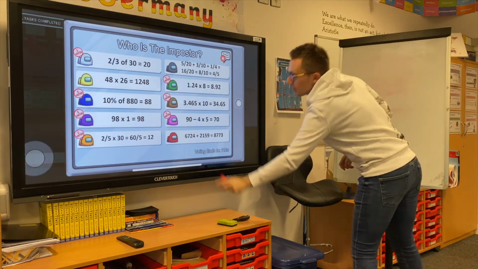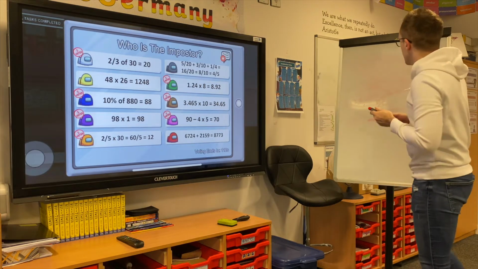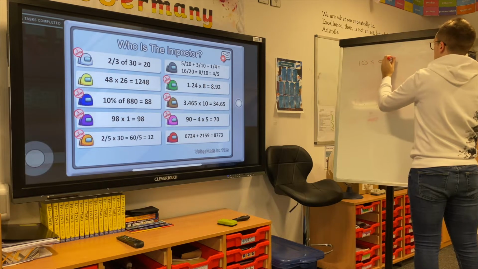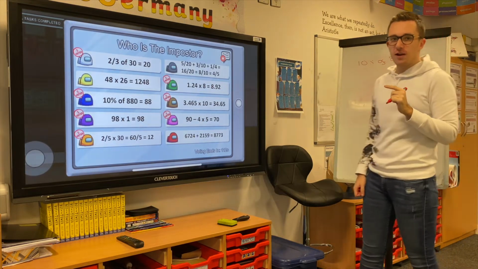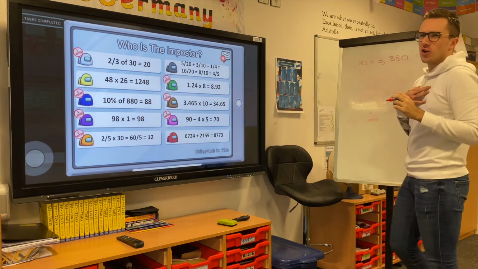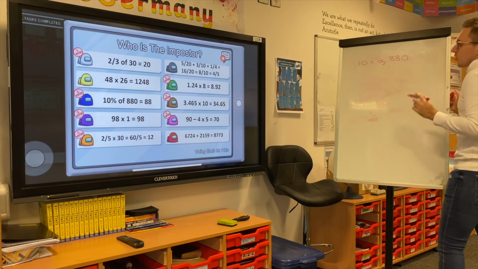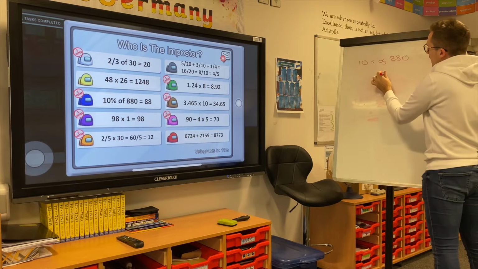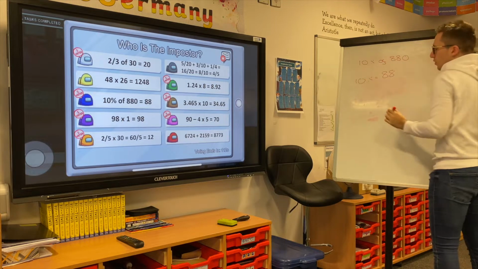Now this one's good. It's what we've been practicing. It says 10% of 880. Now, 10% of 880. Well, we know from what we just looked at that to find 10% we need to divide by 10. Sorry, my voice is quite croaky today. Okay, so we're going to divide by 10. 880 divided by 10 is 88. So 10% equals 88.